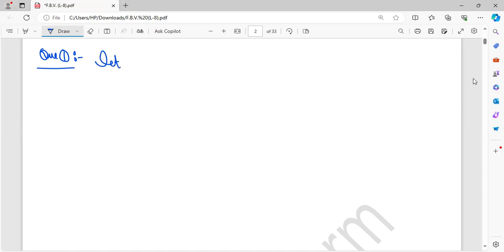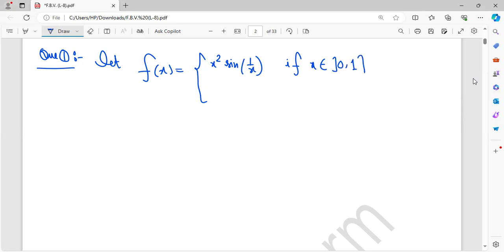Let f(x) is equal to x square sine 1 upon x if x belongs to open interval (0, 1], and 0 if x is equal to 0.